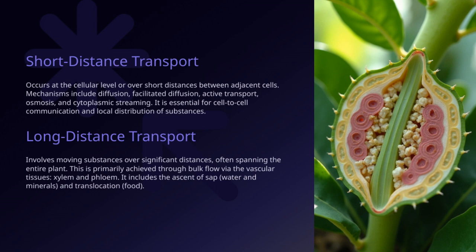Switching gears to short-distance transport, this happens either at the cellular level or over very small distances between neighboring cells. Here, the plant uses several mechanisms to move substances around, including diffusion, facilitated diffusion, active transport, osmosis, and even cytoplasmic streaming. These processes are essential for cell-to-cell communication and help distribute nutrients locally within tissues. Together, both long-distance and short-distance transport systems work seamlessly to keep the plant functioning efficiently and responding to its environment.